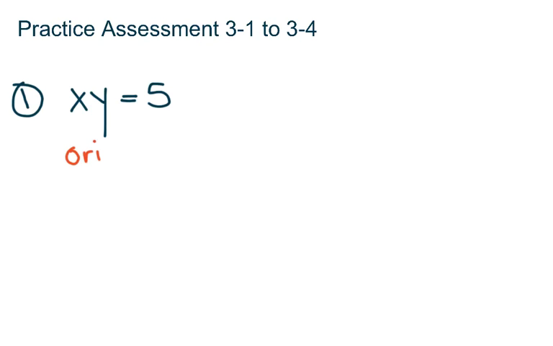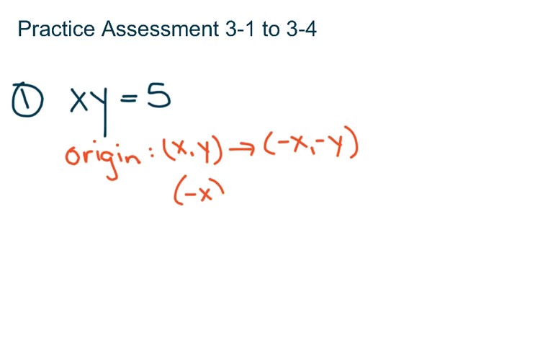So I like to do this in a nice organized fashion. When you check symmetry over the origin, you replace x and y with negative x and negative y. So I'm going to replace x and y with negative x and negative y. The question is, do I get the same equation that I began with? Well, what happens when you multiply two negatives together? You get a positive, and that's the same equation I started with. So this graph is symmetric over the origin.